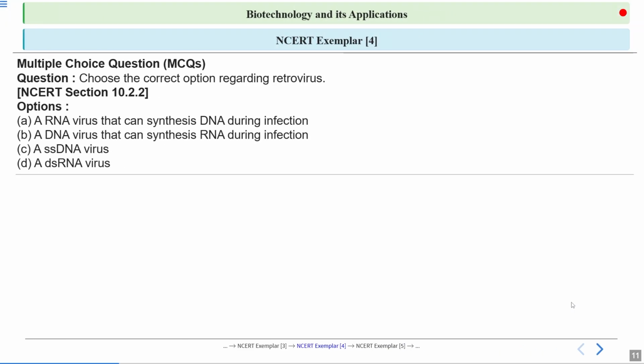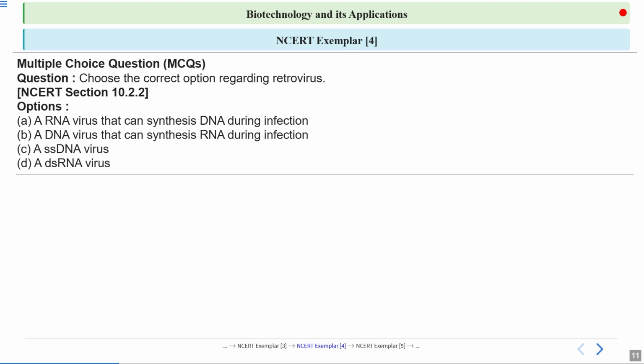Next question. This is also a multiple choice question. The question says choose the correct option regarding retrovirus. They have given us four options, and we have to choose the option which is correct regarding retrovirus. This is from NCERT section 10.2.2, and the options are as follows.